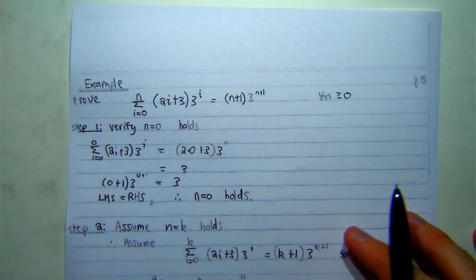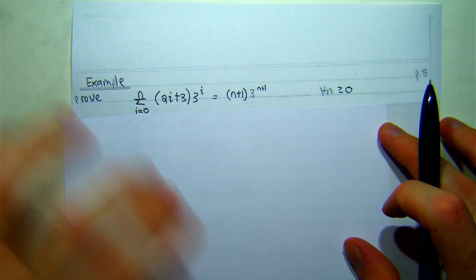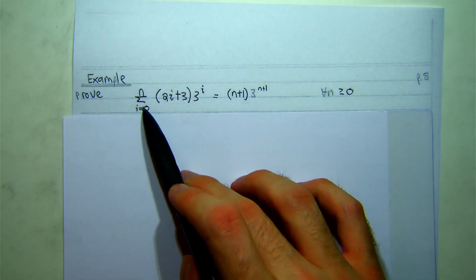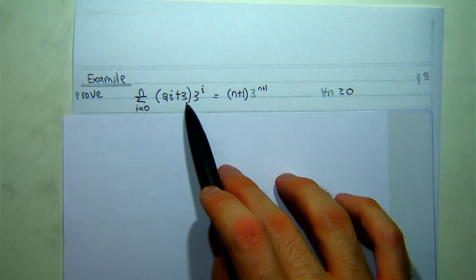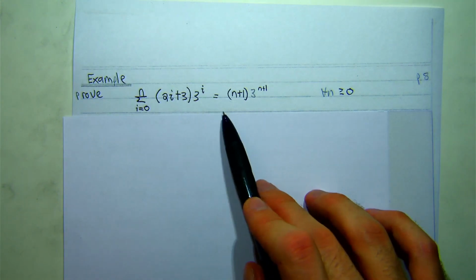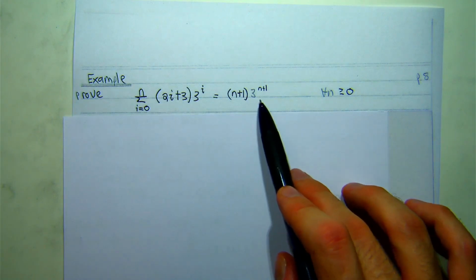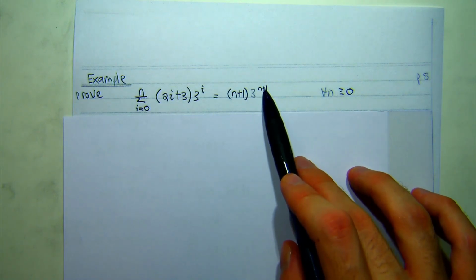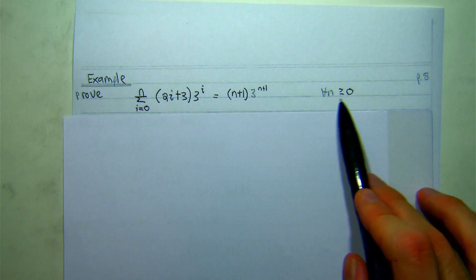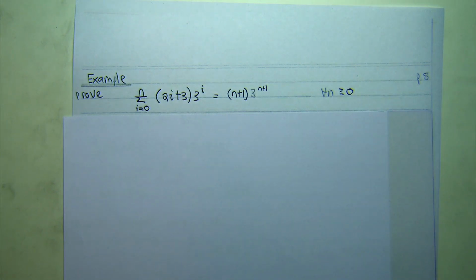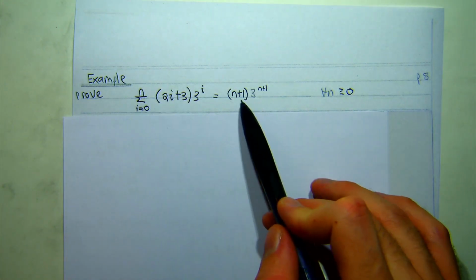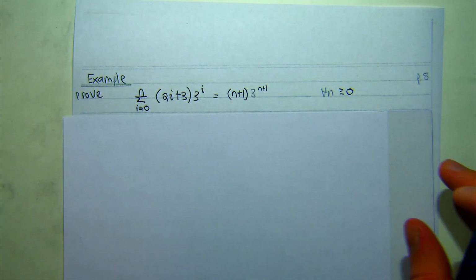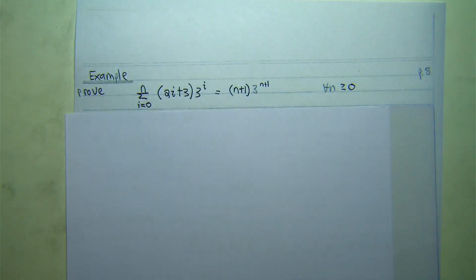So let's start here. We want to prove that the sum from i equals 0 to n of (2i plus 3) multiplied by 3 to the power of i is equal to (n plus 1) multiplied by 3 to the power of (n plus 1). This is true for all n greater than or equal to 0, all integers, by the way. Our goal is to prove that this is equal to this, and we're going to do that by mathematical induction. So let's write this one out together.